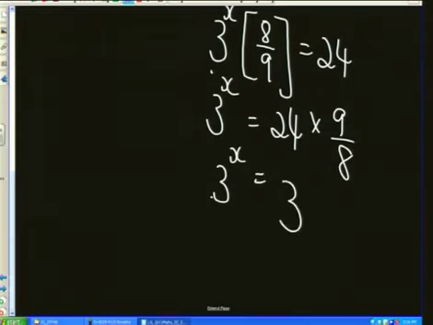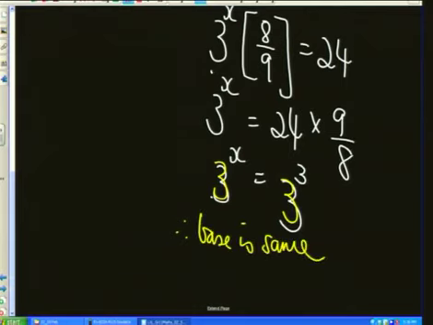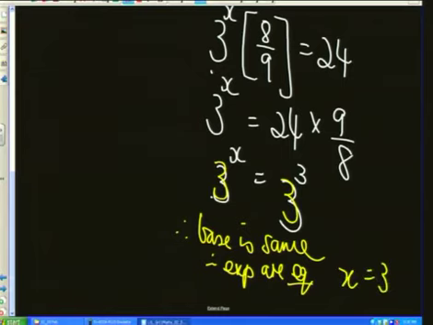So I'm going to already write it as its power, because that is a neat equation. I have the same base on both sides. If my base is the same, therefore the base is the same, therefore exponents are equal, and x then must be equal to 3, because there's my exponents that I can now equate.